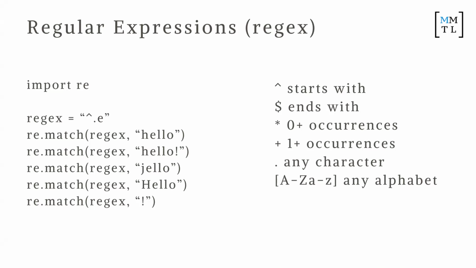Any guesses from this table? The bottom one would match. Yep, perfect. So let's go through the example. The caret means starts with, and dot means any character, so it accepts any character. Then E has to be the second letter though. So it will accept hello, hello with the exclamation mark, jello, because J is any character, and capital H is also any character, so we'll accept that hello as well. It wouldn't accept the exclamation mark because it doesn't fit that structure. Does that make sense? So the E has to be the second one. Okay, perfect. What about this?